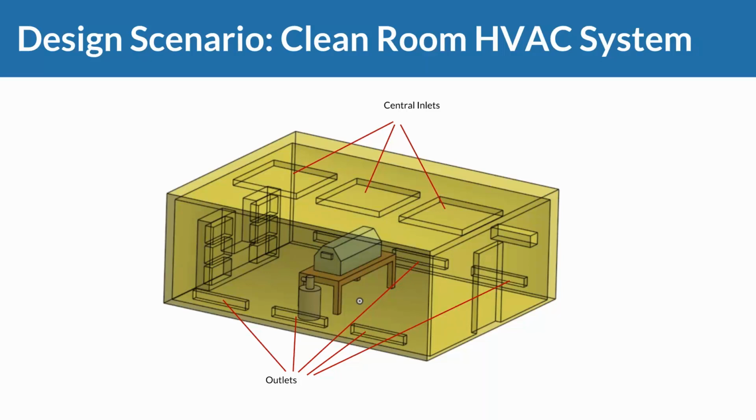The naive or base scenario is simply that we've got large central inlets at the top and side outlets at the bottom. We'd be interested in whether that is an effective choice for making sure that the contaminants leave the room as fast as possible.